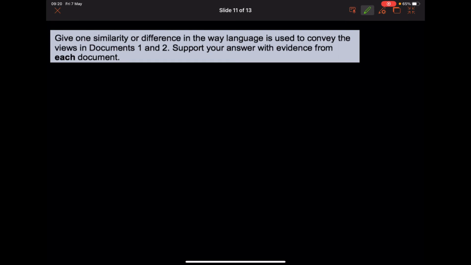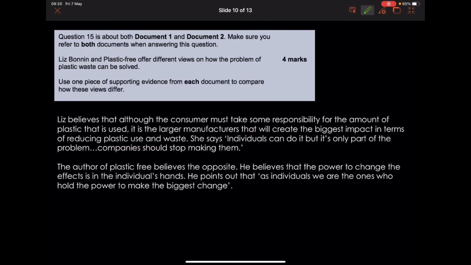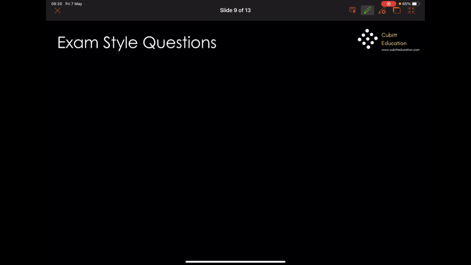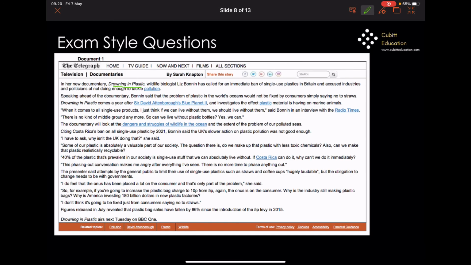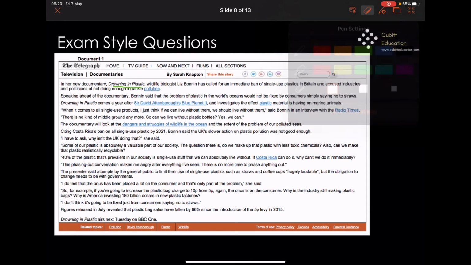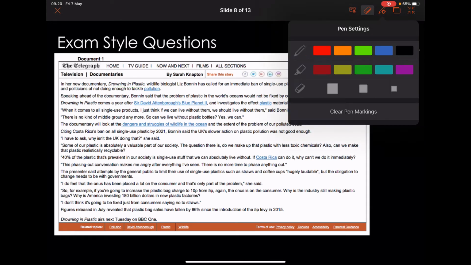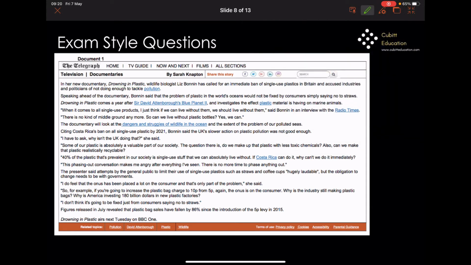And then the next question is asking for one similarity or difference in the way that language is used to convey the views in documents 1 and 2. Again, you need evidence to answer that. So what we're going to do is go through each source text, which you would get in the exam. Again, you're probably quite familiar with how the exams are laid out. But let's start by going through this one then. Read through it with me.